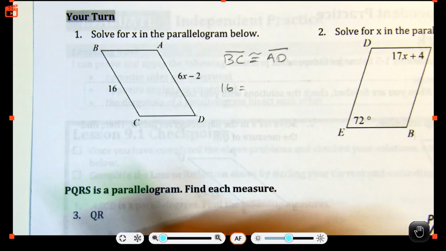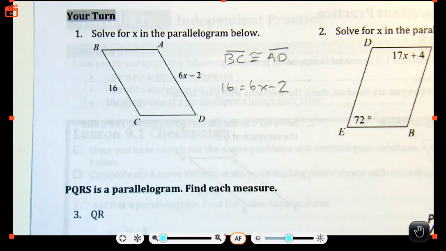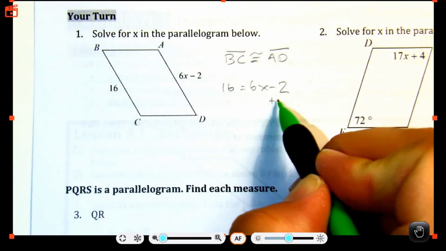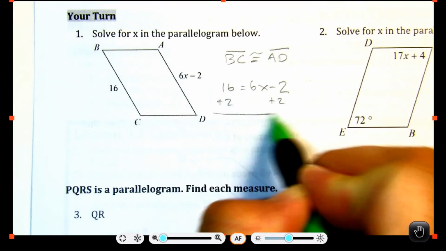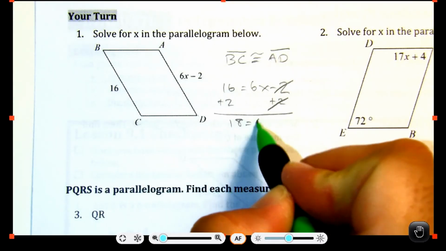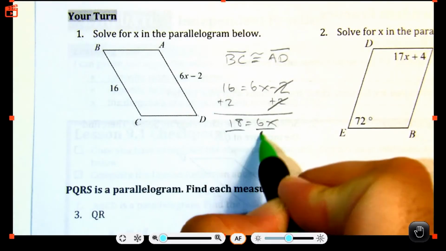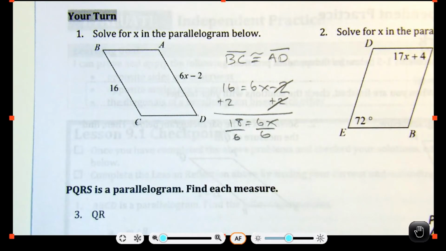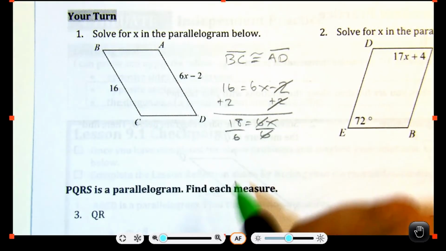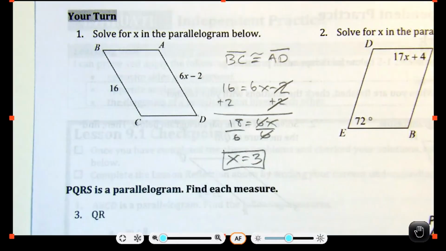I could add 2 to both sides. These cancel each other out. I get 18 is equal to 6x. And then I could divide both sides by 6. So these cancel out, and I get x equals 3. And that's what we wanted to do. We wanted to solve for x. We solved for x.